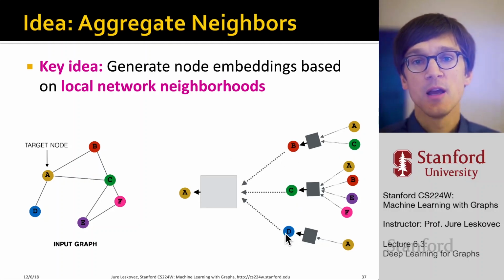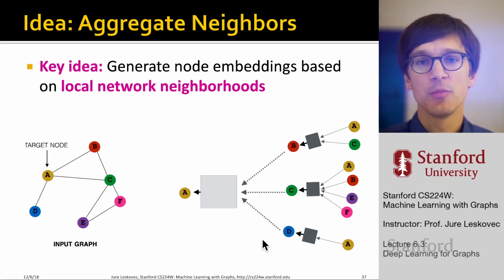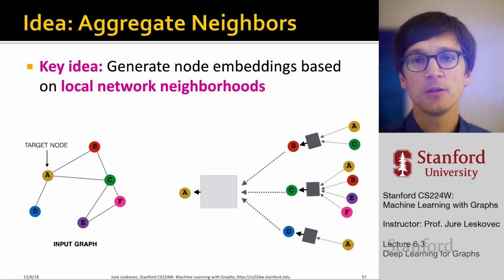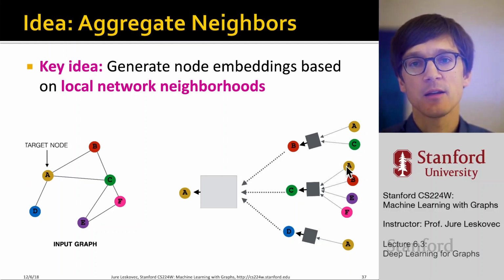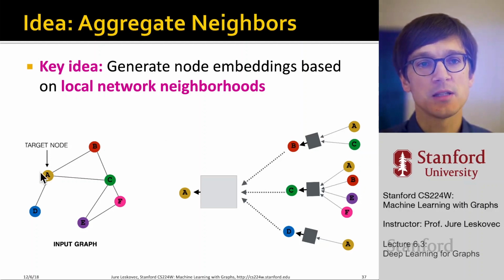And then, of course, this is one layer of computation, but we can unfold this for multiple layers. So if we unfold this for one more layer, then node D takes information from its neighbor A. And that's why we have this edge here. Node C, for example, takes information from its neighbors, A, B, E, and F. They are here, A, B, and F. And then D takes information from A and C because it's connected to nodes A and C.